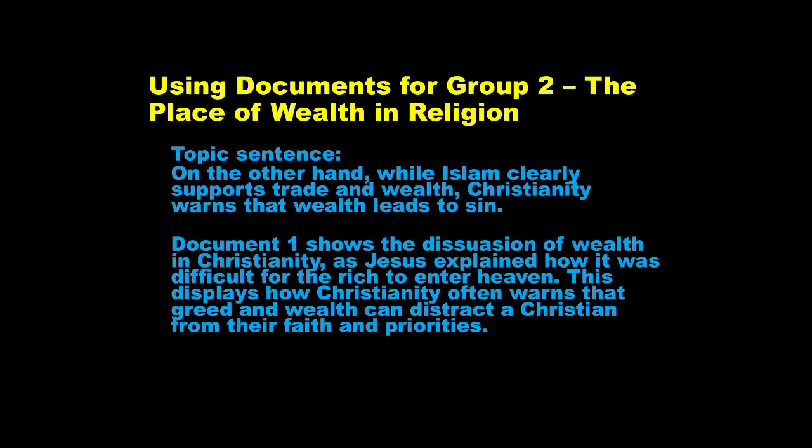In particular, I could use document 1, which comes from the words from Christ himself. Document 1 shows the dissuasion of wealth in Christianity, as Jesus explained how it was difficult for the rich to enter heaven. This displays how Christianity often warns that greed and wealth can distract a Christian from their faith and priorities. There again, I have paraphrased, I have described what the source actually says, taking the meat of the evidence out of the source and now then connecting it to my topic sentence and to my thesis. Again, I would want to do that for the rest of the documents that fit in that category, using them to work together to prove the point of my thesis and my topic sentence. Assuming I do that for 6 sources, I should be good to go. Again, if I use all 7, I'm definitely going to be set.